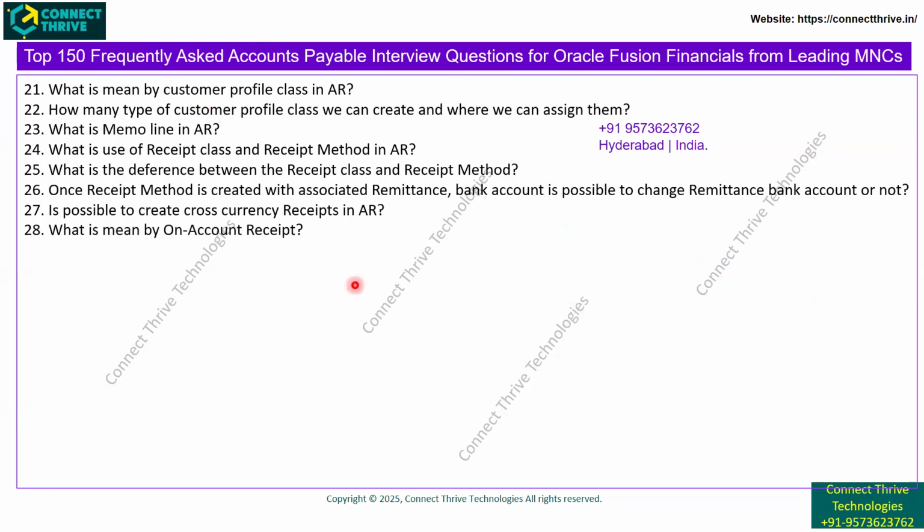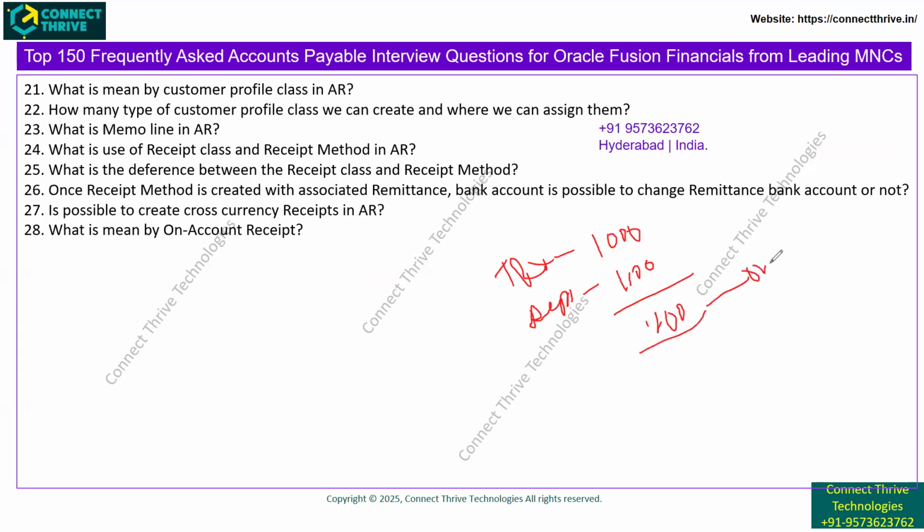Next, what is meant by on account? What are the excess amounts which we have? Let's assume our invoice transaction amount is 1,000, and the receipt amount may be 1,100. Let's assume this extra amount which we received is 100 rupees.